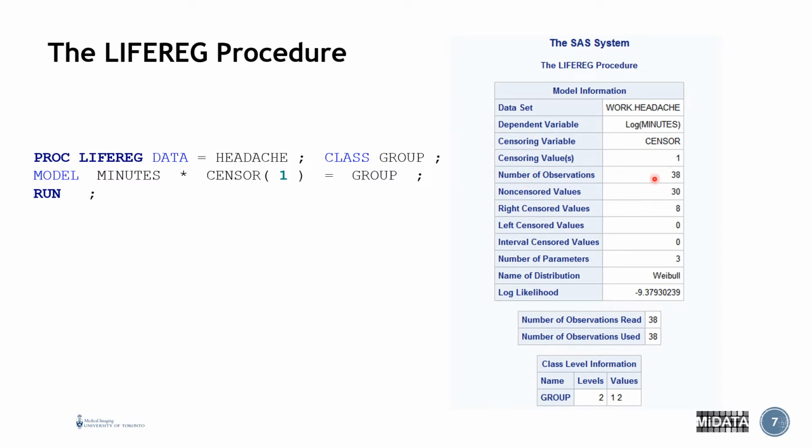You'll see the number of observations was 38, the non-censored values was 30, there were 8 right-censored values. They'll just automatically put the other types of censoring that are possible, which would be left censored and interval censored values, which we're not going to talk about in this lecture. We're just going to talk about right censored, which is the most common. You have your number of parameters, of course, and the name of your distribution. Whenever you do parametric modeling, you have the option of choosing the distribution for your functions.